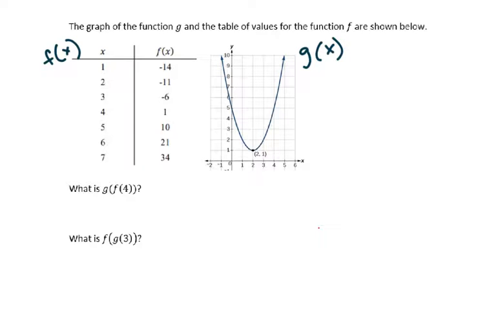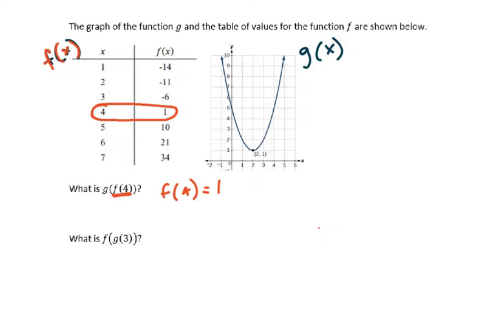So first thing is we want to find g of f of 4. We always want to start on the inside here. So first thing that we want to do is find f of 4. We are going to be using this table of values because this represents f of x, and we want to figure out what f of x is equal to when x equals 4. So we're going to find 4 here on our table, and we know when x equals 4, f of x is going to equal 1. So that is what f of 4 is equal to.